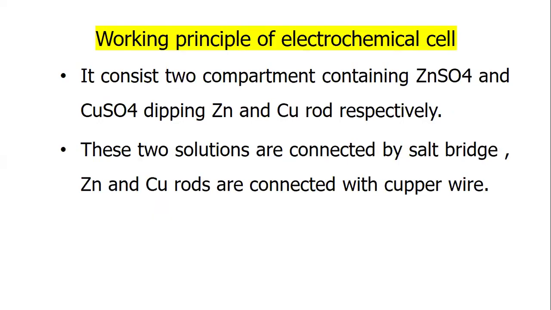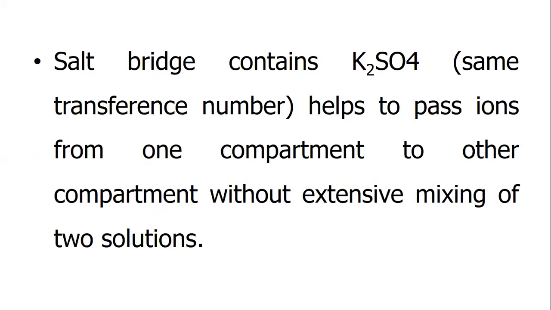Working principle of the cell. It consists of compartments containing zinc sulfate and copper sulfate, dipping the zinc and copper rods respectively. These two electrolytes are connected by a salt bridge. Zinc and copper rods are connected with copper wire. The salt bridge contains potassium sulfate. The same transfer number helps to pass the ions from one compartment to the other without extensive mixing of the two solutions.